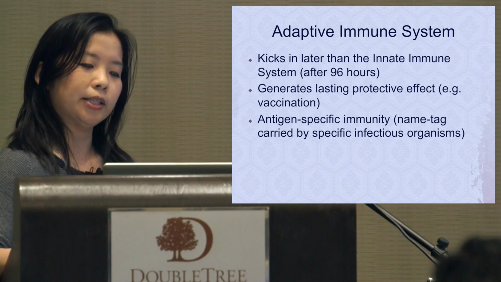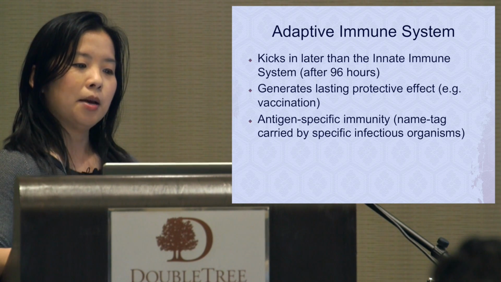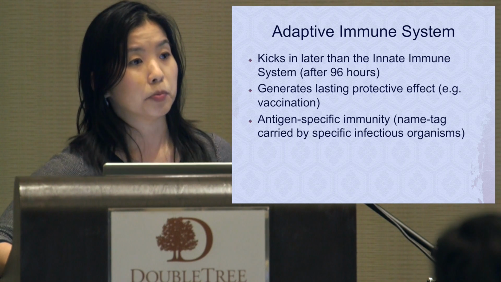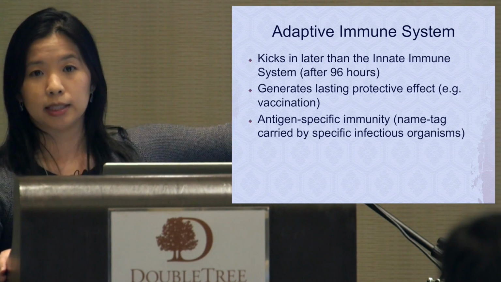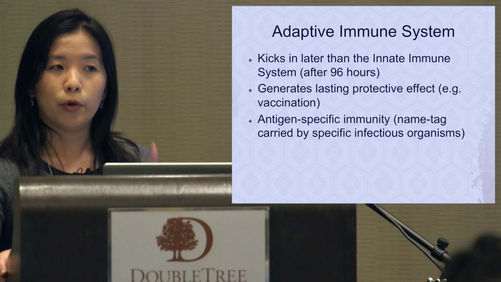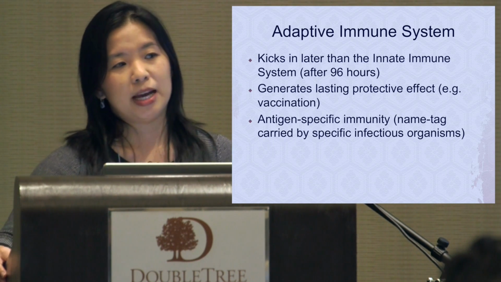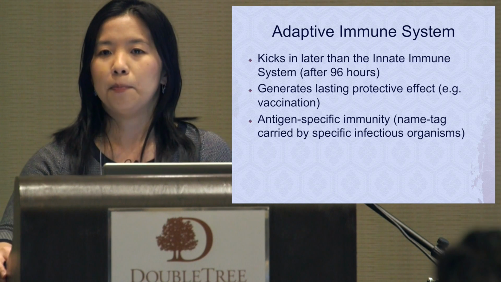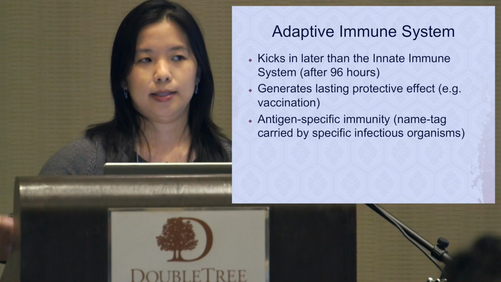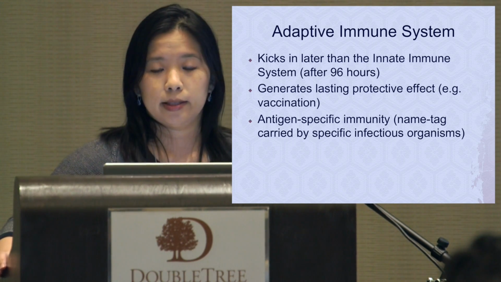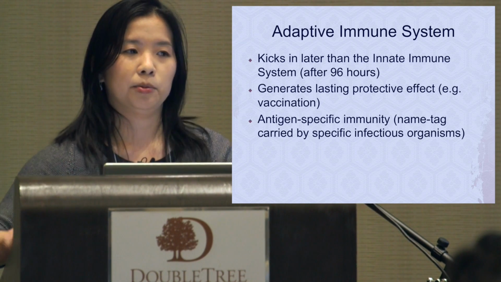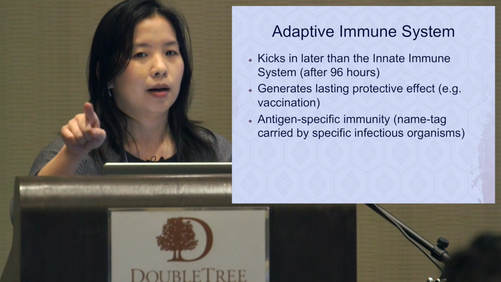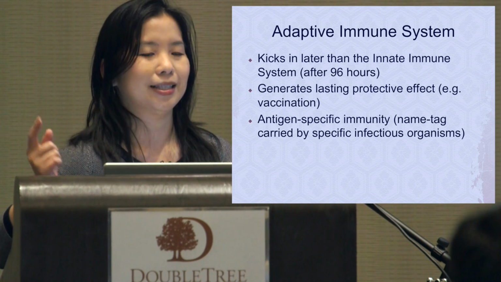And what it does is generate a lasting protective effect because your adaptive immune system has memory. So when we do vaccinations, we're trying to trigger that immune system. And the way it remembers is that everything that comes into your body, a pathogen, has what are called antigens. Think of antigens as name tags for each microbe. The adaptive immunity remembers, oh, I saw your tag before, so this time I'm going to attack you.